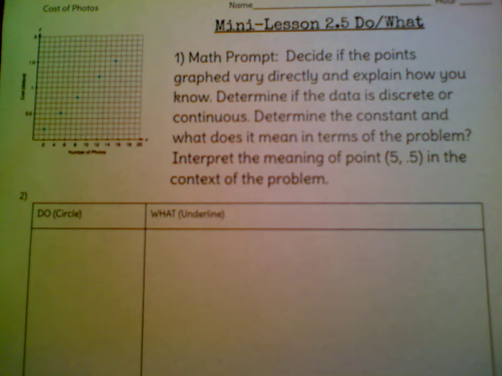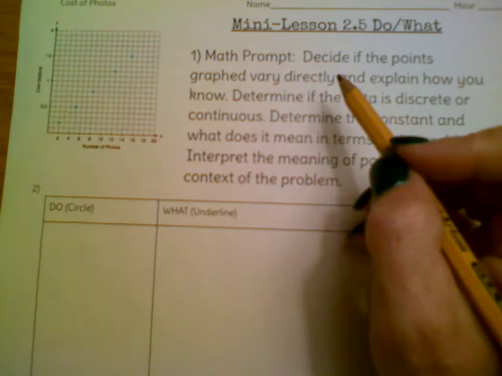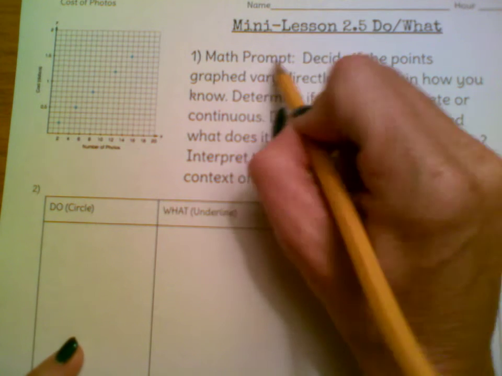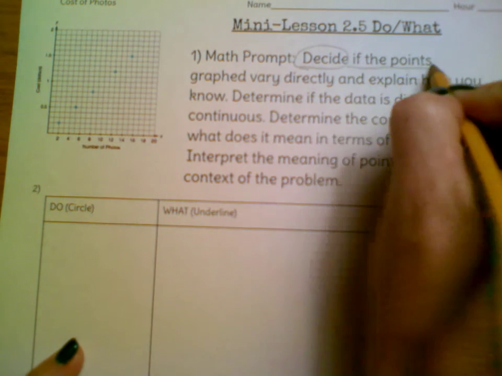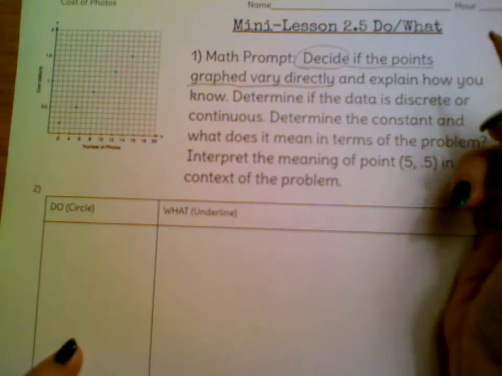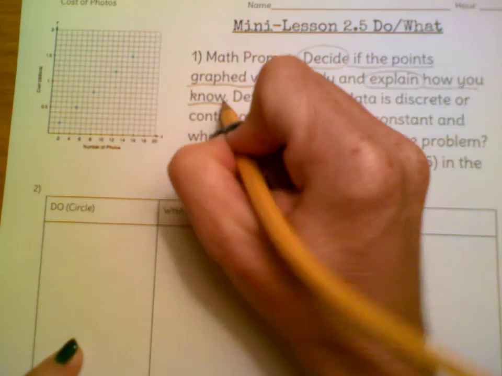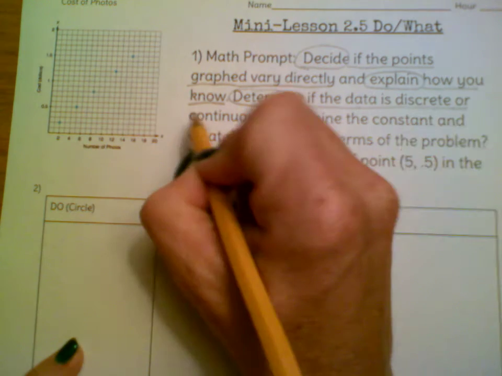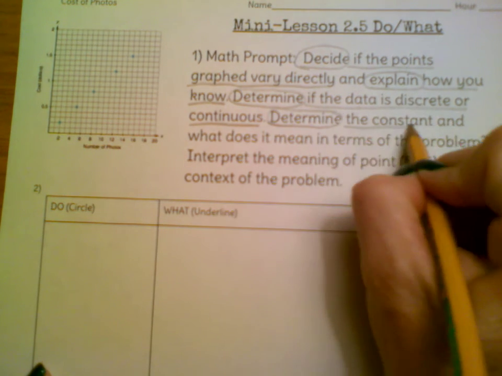This is the lesson 2.5 mini lesson, and it's also our do what. So we have a graph here, and here's our prompt. So remember, I'm circling what I need to do. So math prompt says decide. So what am I deciding? If the points graphed vary directly. Then it tells me to explain. Explain how I know. Then it tells me to determine if the data is discrete or continuous. Then it tells me to determine the constant.